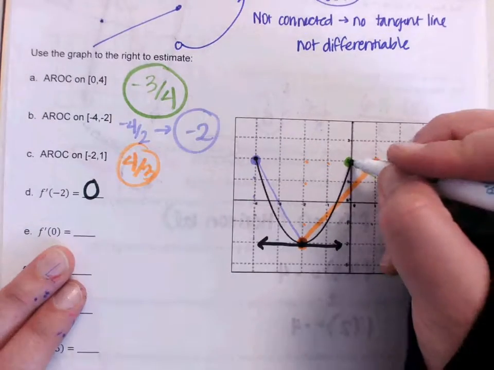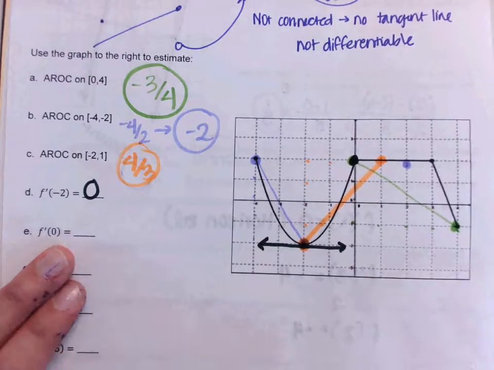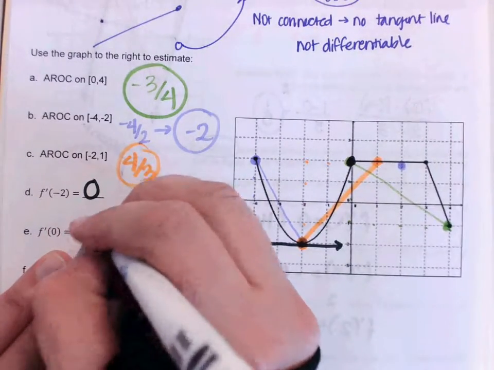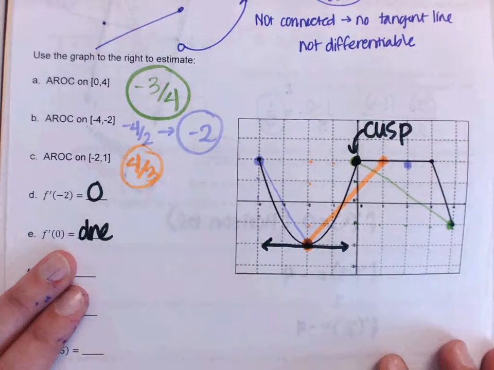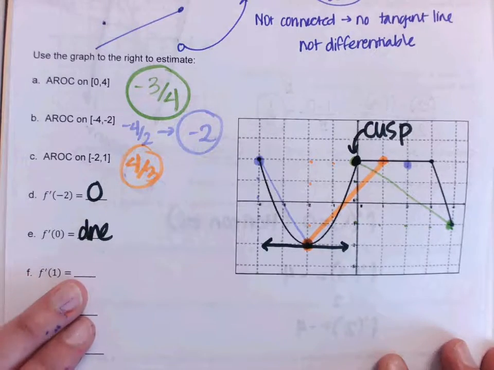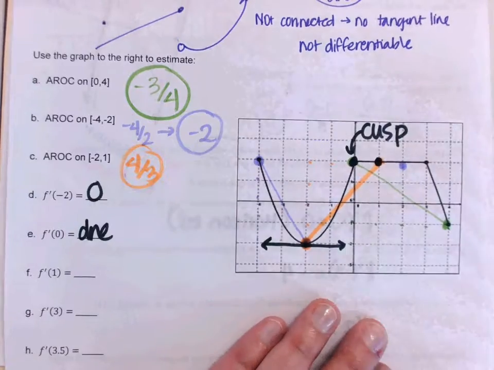Next one, I want f prime at 0. F prime at 0 is here. Can I draw a tangent line on that guy? No. What do I say about the slope then? DNE, because I have a cusp. If either side is curved, it's a cusp, not a corner. Okay? Next one, f prime at 1. 1 is here. Can I draw a tangent line on that?